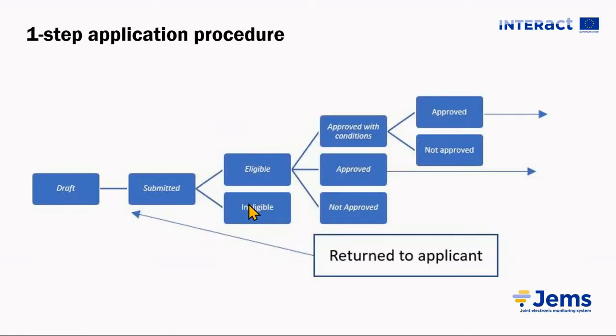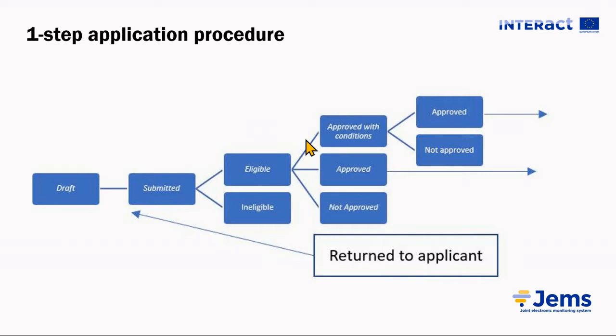Let's first have a look at the status flow of the Jems application procedure. The minimum status flow corresponds to a one-step application procedure, and we start with a submitted project, and here we can go ahead with the assessment. First status change is the eligibility check result. Either the application is eligible or ineligible. If it is eligible, it goes forward to the quality assessment and to the selection.